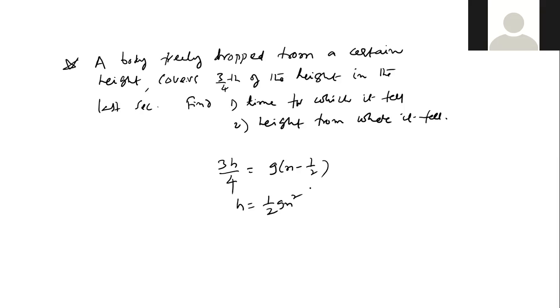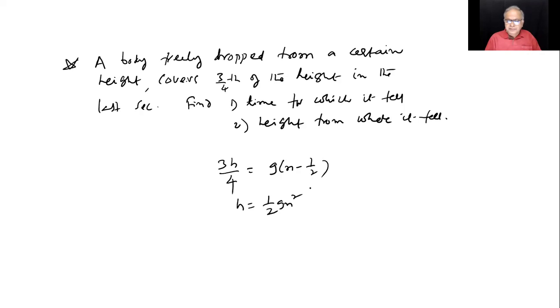The time is 2 seconds and the height is 20 meters, if you take g equals 10. h is equal to half g t square. The rest will become easy calculation if we use the ratio, sir. If we use the ratio, it will become fast.